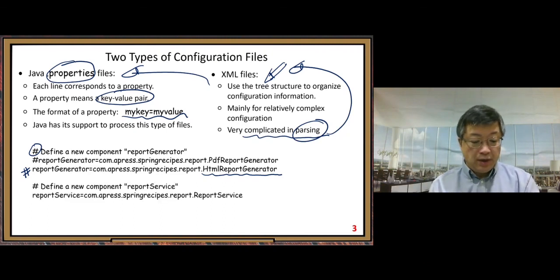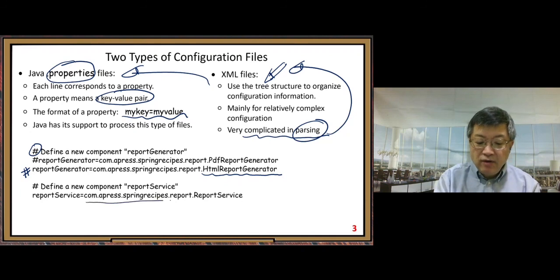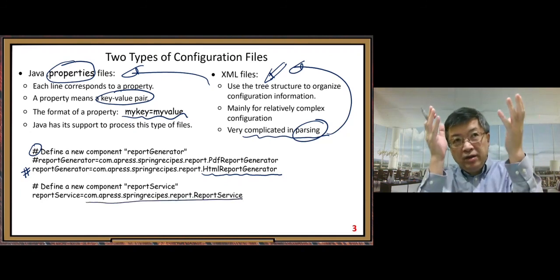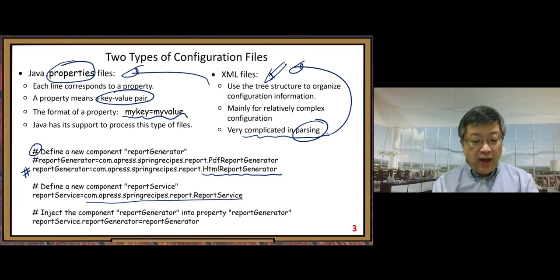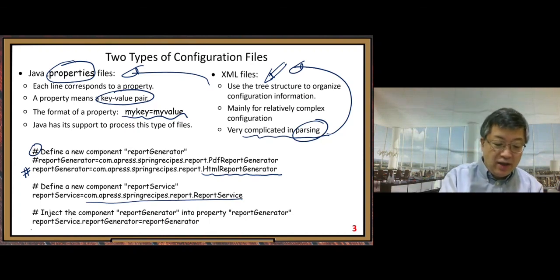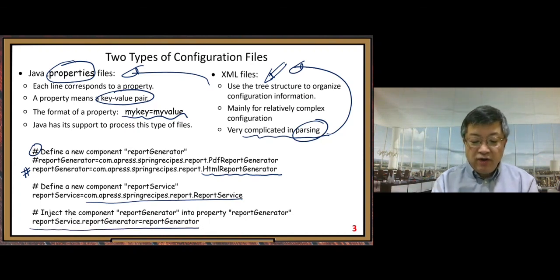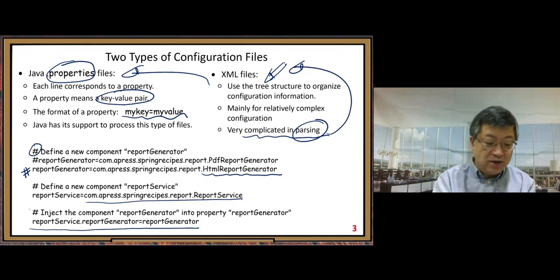Next, we define the component report service. That's the fully qualified path of this Java class. Then injection, dependency injection. With this line, we provide information for dependency injection. But how do you do the dependency injection using this line?